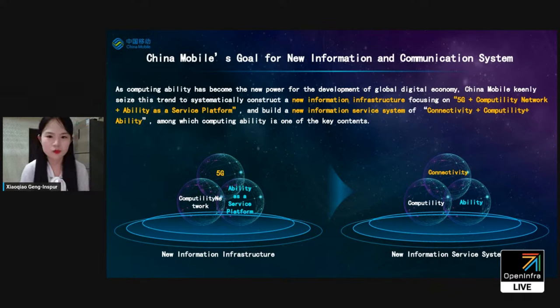This new infrastructure is focused on the 5G compute utility network and ability as a service platform. And based on this infrastructure, we are trying to build a new information service system to provide our customers with connectivity and computability and ability through a one-stop service station. And among all of this, computing ability is one of the key contents. And then next slide, please.